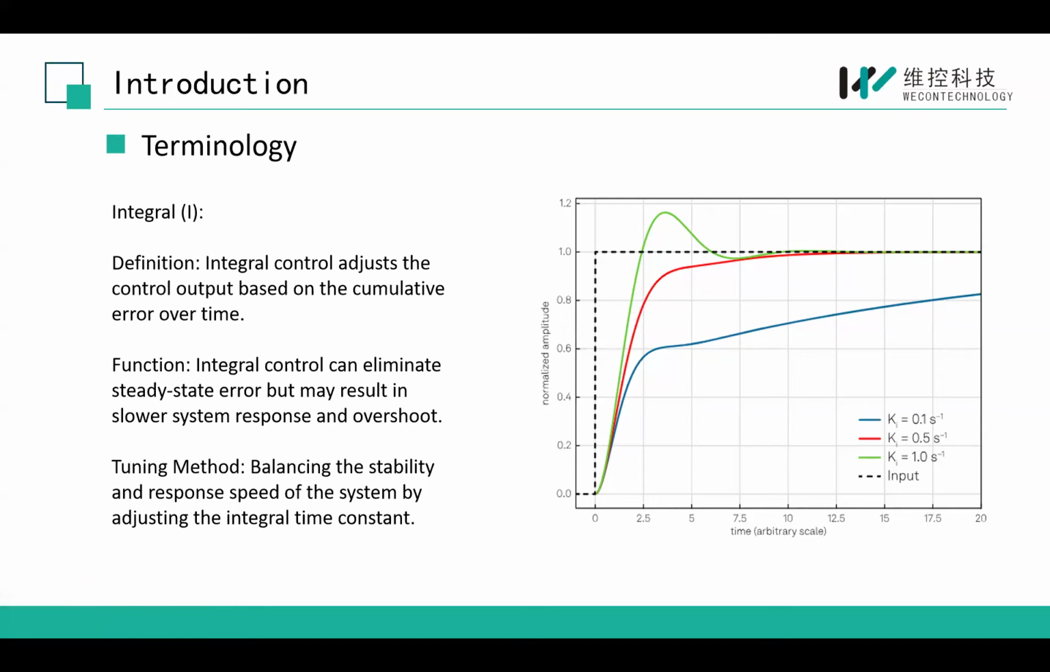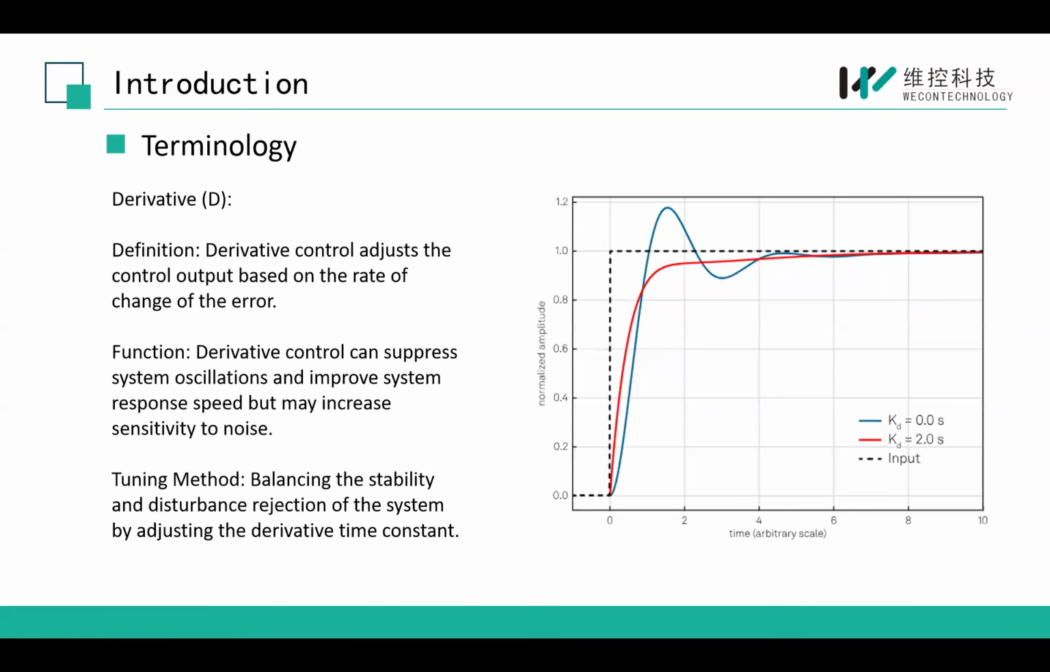So to eliminate the overshoot, we use the third parameter, derivative. Derivative control adjusts the control output based on the rate of change of error.